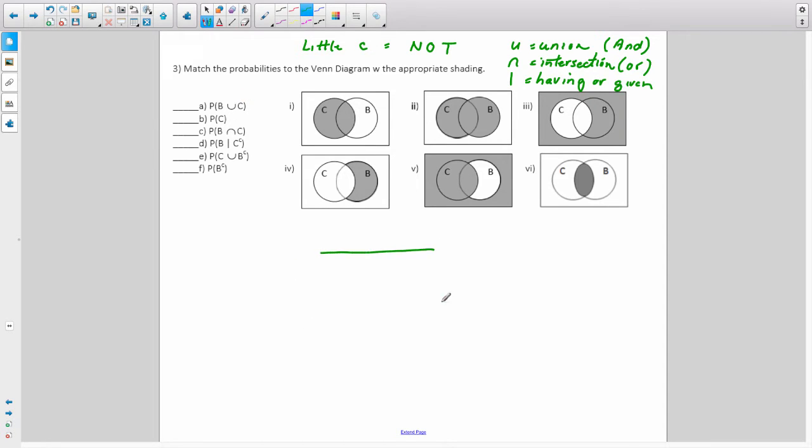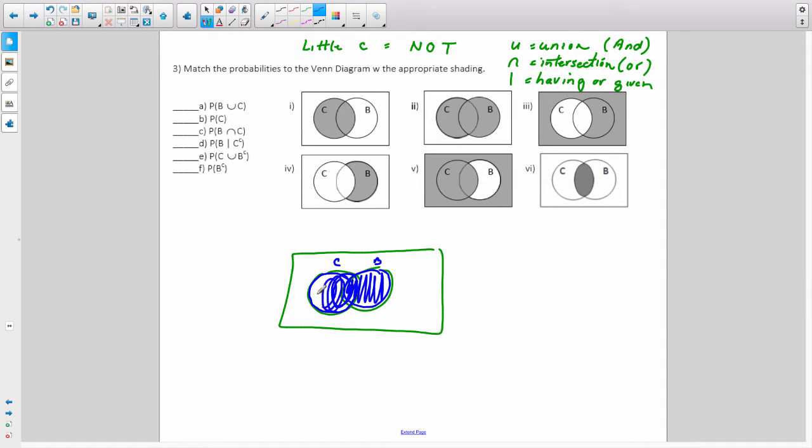So that would be like this. I want everything in B, so I'll color that all in. I also want everything in C. I'll color that in. And when you use the word or, only one item has to be true.